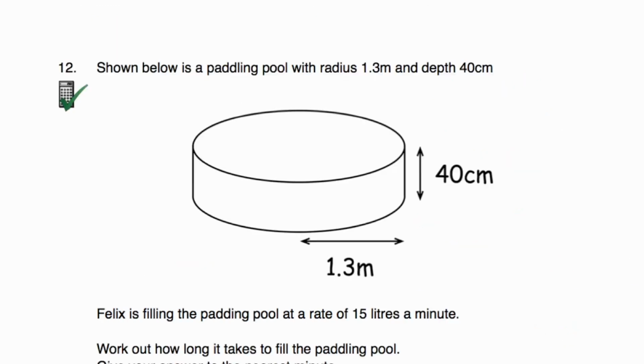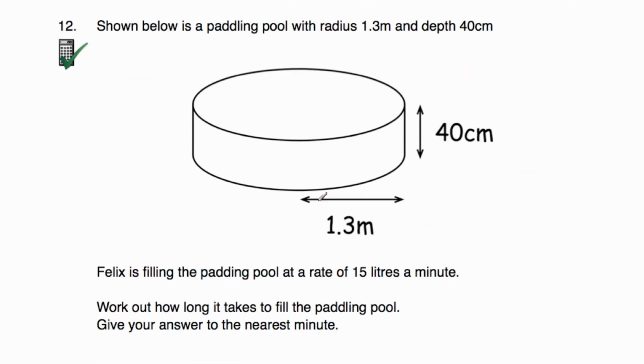Okay, let's have a look at our next question, question number 12. So question number 12, we're being shown this paddling pool, and it's got a radius of 1.3 meters and a depth of 40 centimeters. Now be careful here because we've got meters and centimeters, so we may need to convert those. Felix is filling the paddling pool at a rate of 15 liters a minute. So 15 liters, well, 1 liter is equal to 1,000 centimeters cubed.